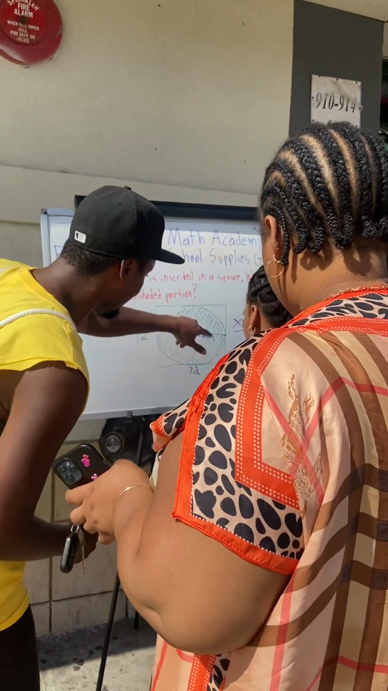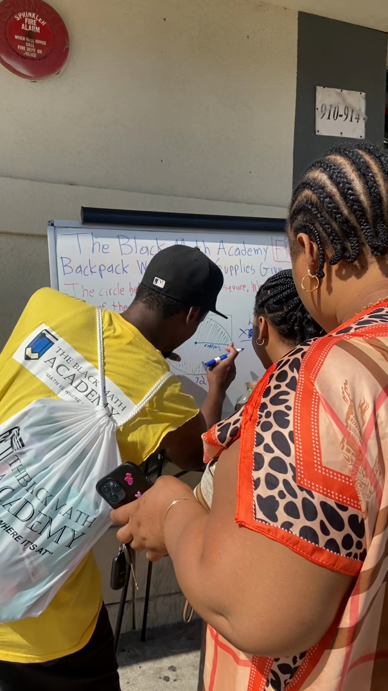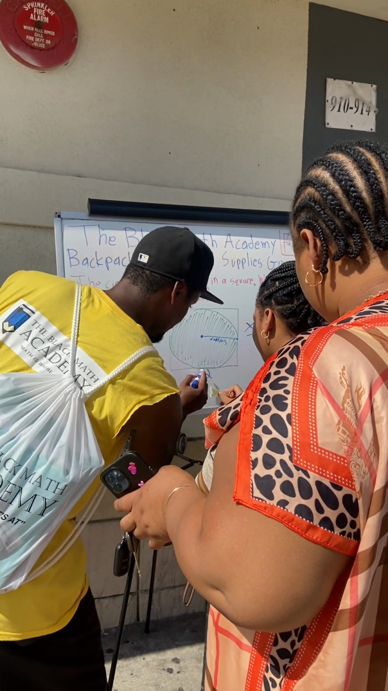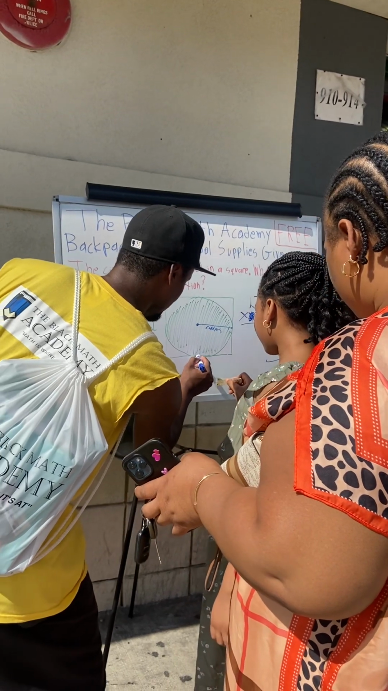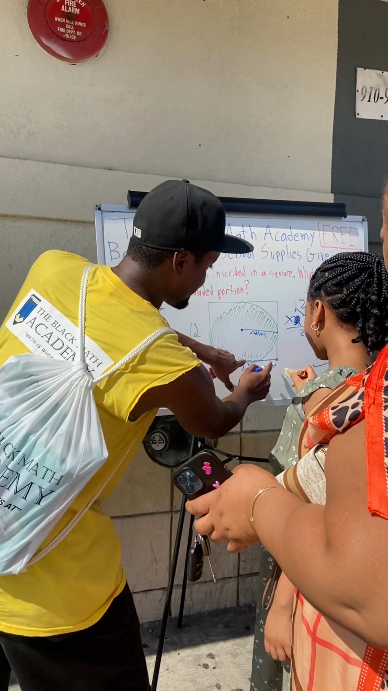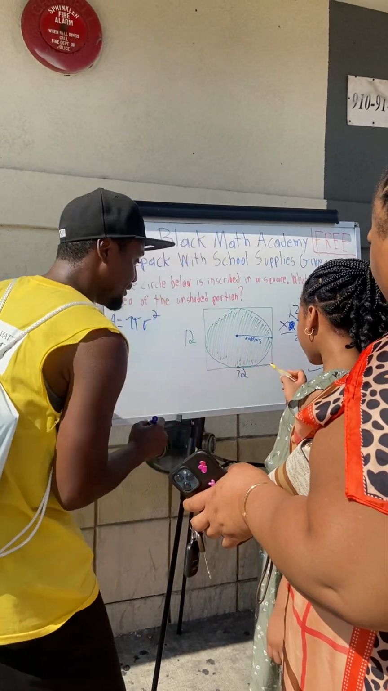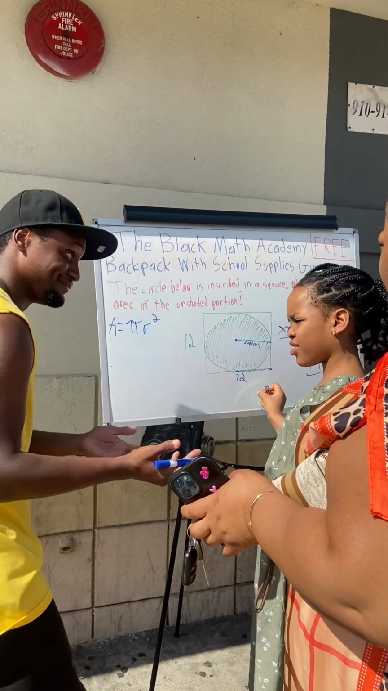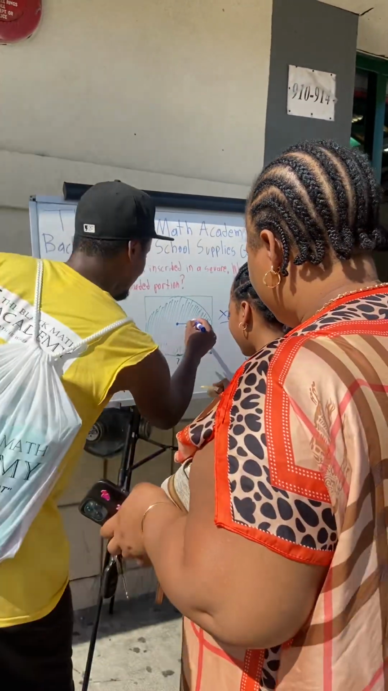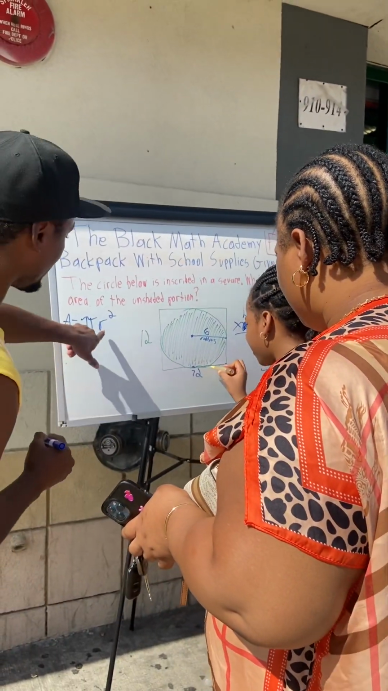Okay. Now, look at that line, and look at the base. See how they look similar to each other? This is the middle of the circle. It's also the middle of this square. So that means from here to there, it's not 12, it's half that number. What's half of 12? 6. Now I know the radius. 6. We can plug it right here.